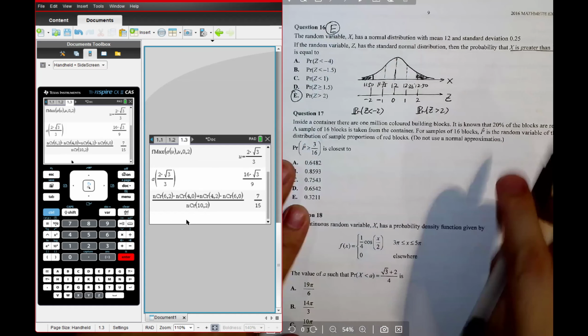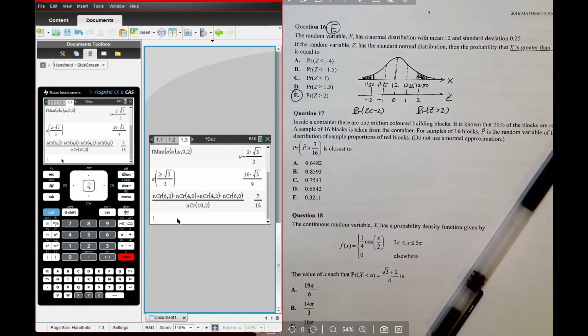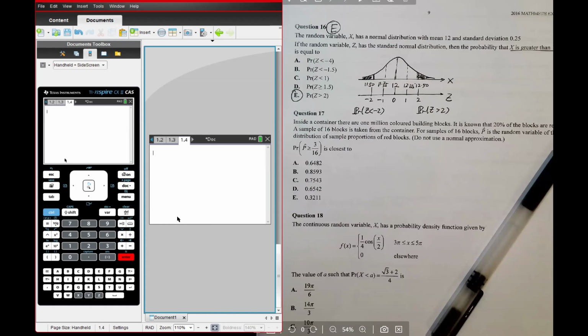Okay? And the other way you could verify this answer is to use a numerical method like normCDF 12.5, infinity, 12, 0.25. So you get this answer, and you get normCDF, let's say, 2 to infinity. If you don't fill out any mean and standard deviation, it will default to 0 and 1. Okay? So that confirms option E as the correct answer.